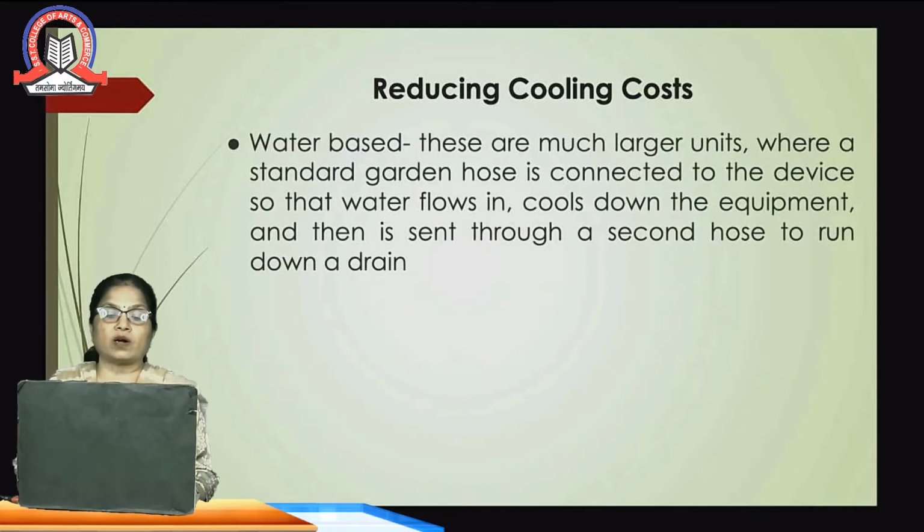Second is the water-based. These are much larger units where a standard garden hose is connected to the device so that water flows in, cools down the equipment, and then is sent through a second hose to run down a drain.